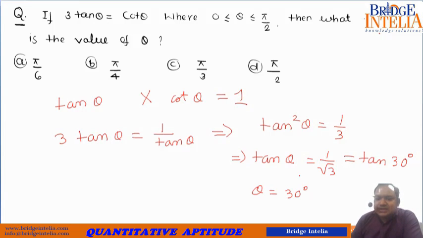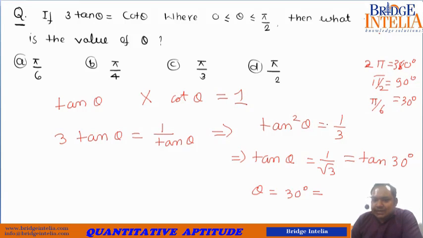If you express 30 degrees in terms of radians, what will it come out to be? As you know, 2 pi is equal to 360 degrees, so pi by 2 is equal to 90 degrees. So 30 degrees will be equal to pi by 6.